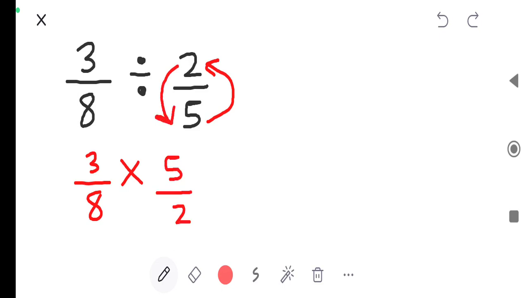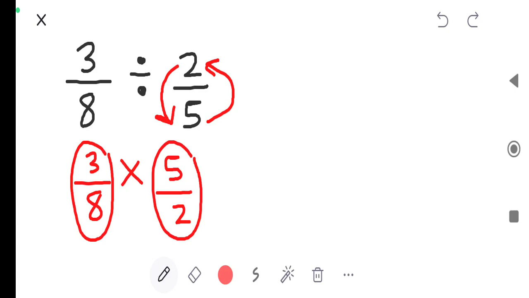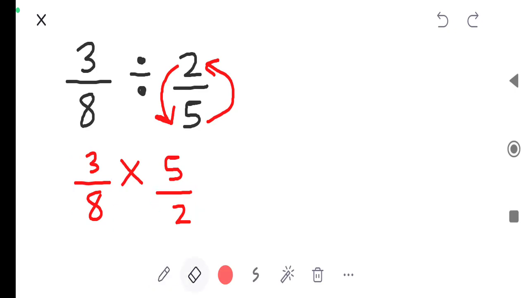Alright, now apart from 1, there is no number that can divide both 3 and 8. Apart from 1, there is no number that can divide both 5 and 2. So check the diagonals. Apart from 1, there is no number that can divide both 8 and 5. And then apart from 1, there is no number that can divide both 3 and 2.